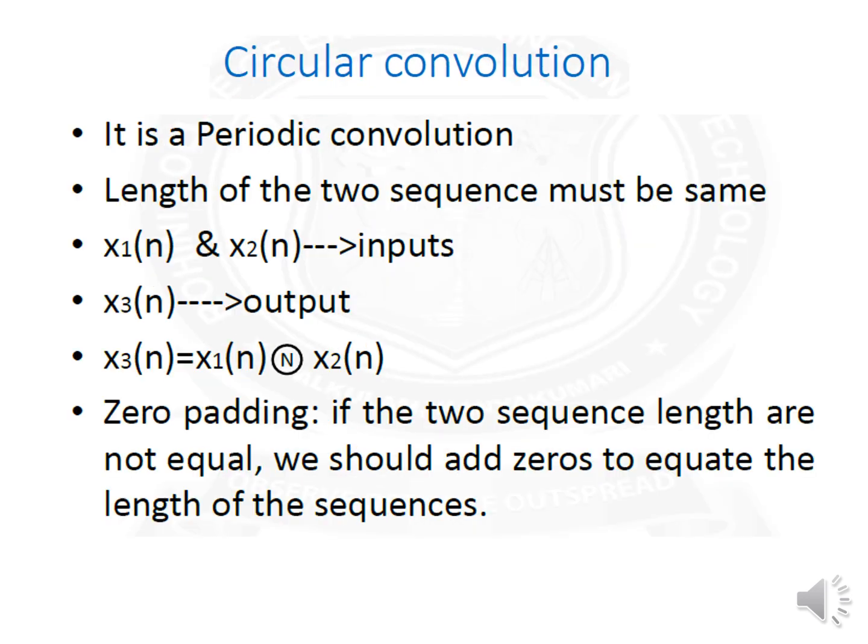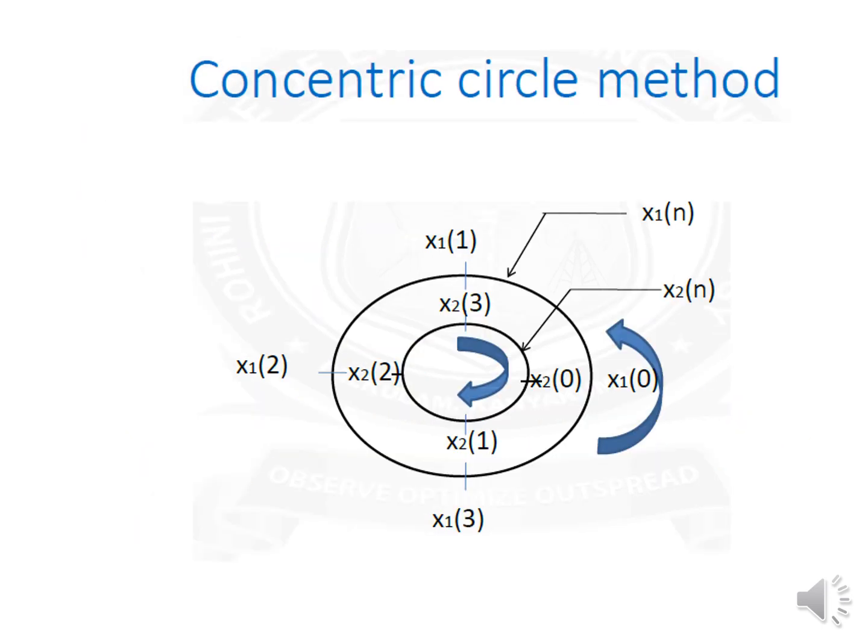Now we can see what is meant by circular convolution. It is a periodic convolution and the length of the two sequences must be the same. Here we are taking the inputs as x1 of n and x2 of n, and x3 of n is the output. Therefore x3 of n equals x1 of n convolution x2 of n. Now we can see what is meant by zero padding. If the input sequence lengths are not equal, we should add zeros to equalize the lengths of the sequences.